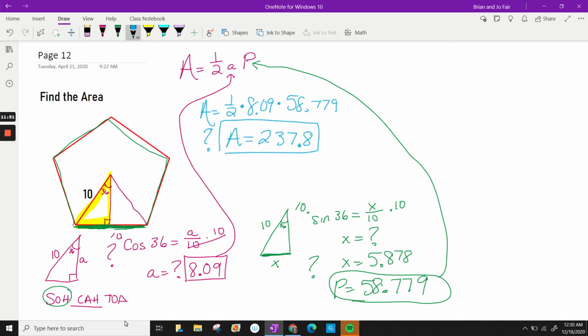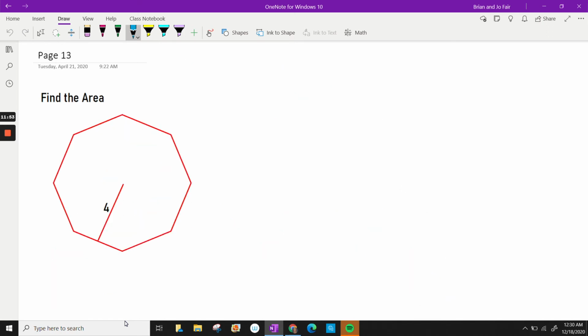Let's try some easier ones, maybe. Okay, so let's look at this one. I'm going to start all over. Let's look at how many sides. 1, 2, 3, 4, 5, 6, 7, 8. Okay, this is an octagon.